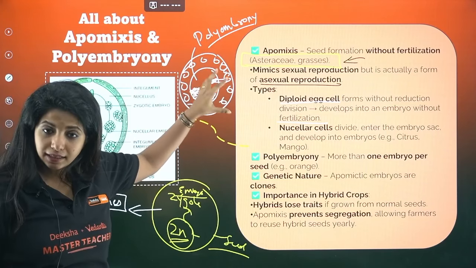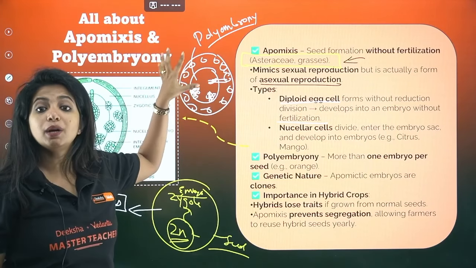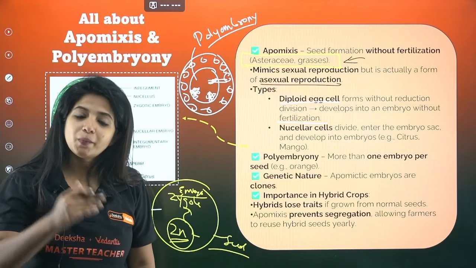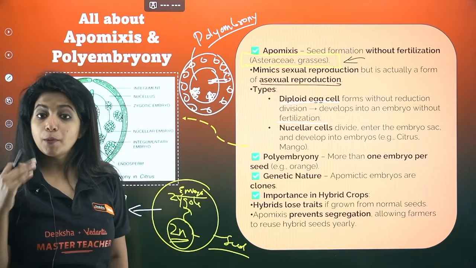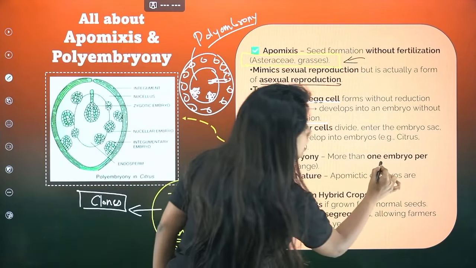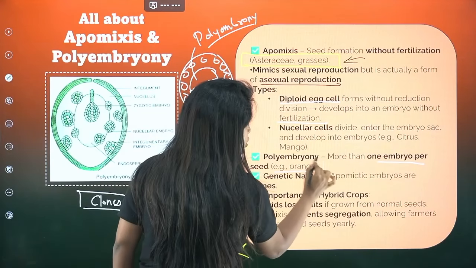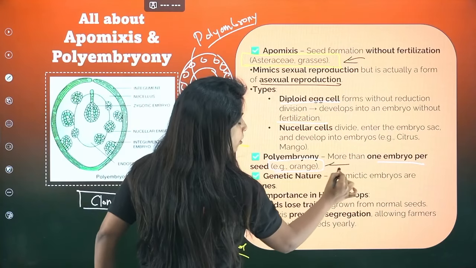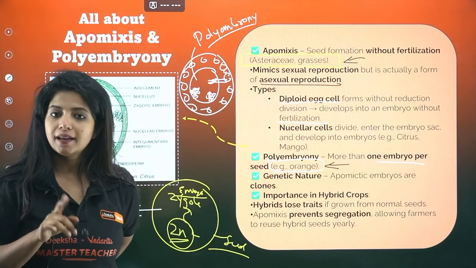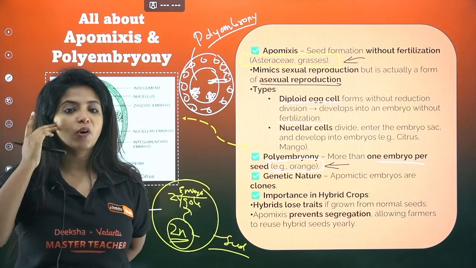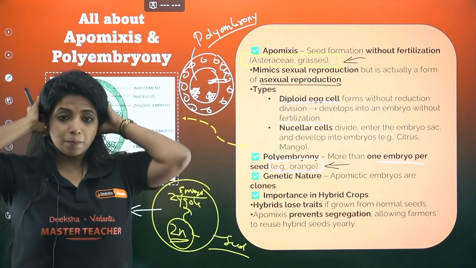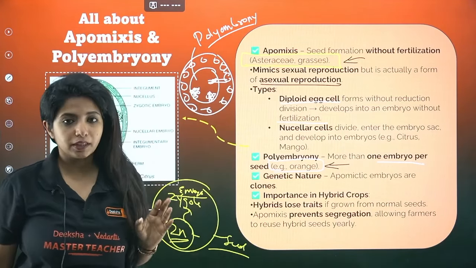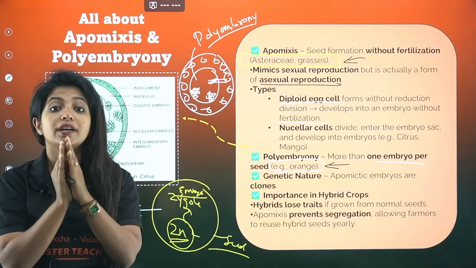If it is happening like this, you find multiple embryos being formed, which is why you also call this polyembryony. Polyembryony is usually seen in citrus fruits such as oranges, mango and so on. This is also important. Apart from that, apomixis is commonly found in grasses and Asteraceae. Parthenocarpy is formation of fruit without fertilization, apomixis is formation of seed without fertilization. This is asexual reproduction, you are getting clones.